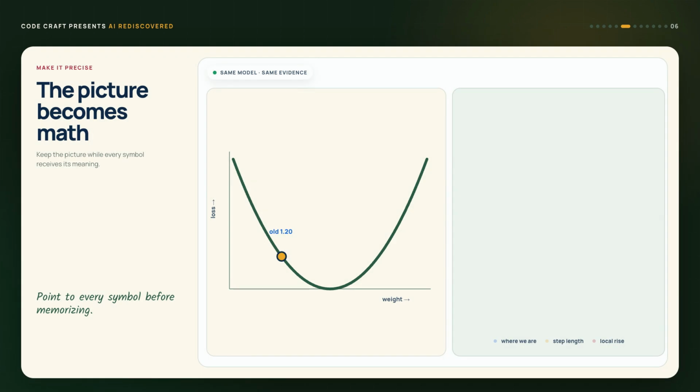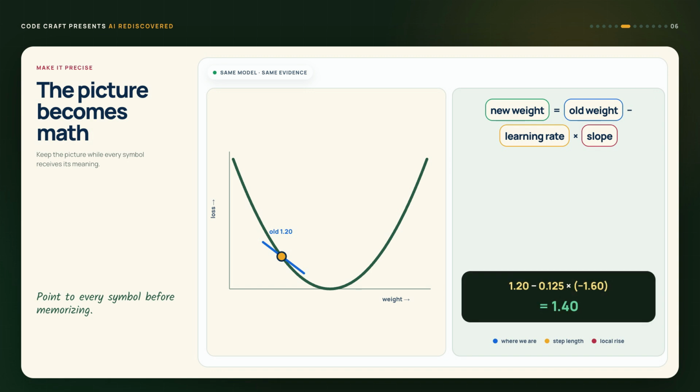Keep that same graph in view, because the equation is only a precise caption for its movement. New weight equals old weight minus learning rate times slope. The blue marker at 1.2 is the old weight. The tangent is the local slope, negative 1.6. The minus sign turns the uphill clue around. The learning rate, 0.125, controls the length of the green step.